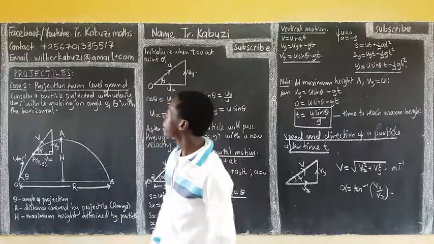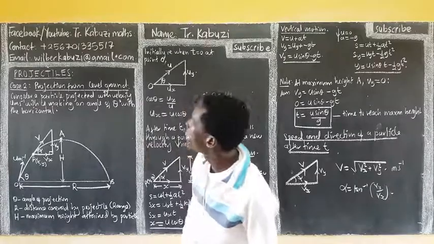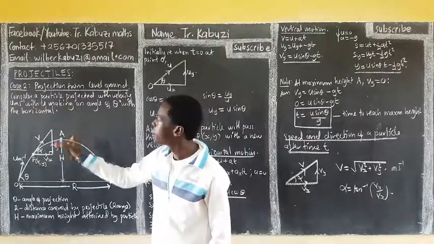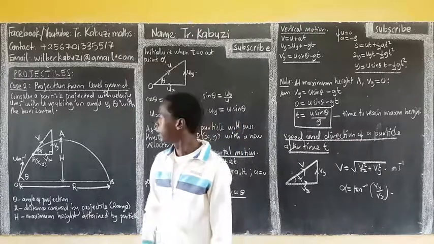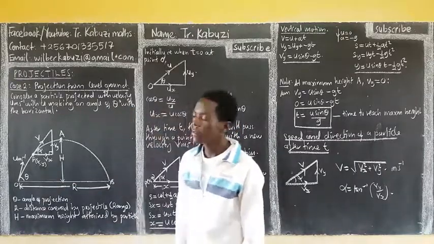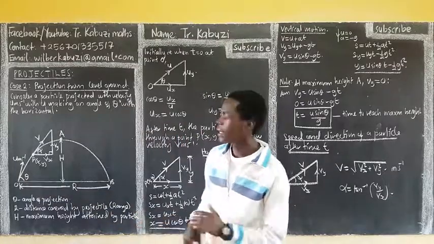So consider the particle projected with velocity u, making an angle theta degrees with the horizontal. Now what is this angle of projection? It's the angle made by the initial velocity with the horizontal. Now this is our horizontal on the ground.